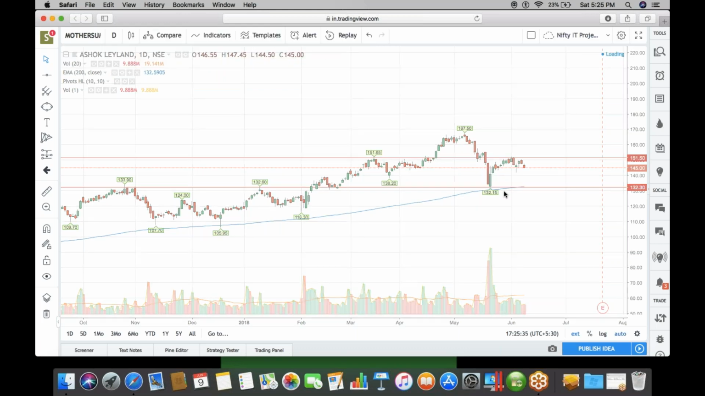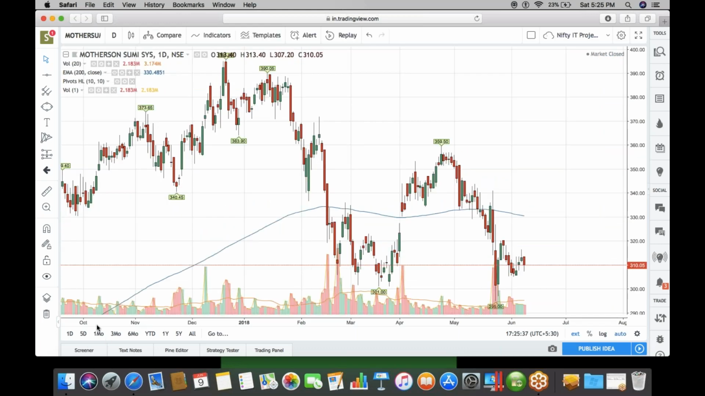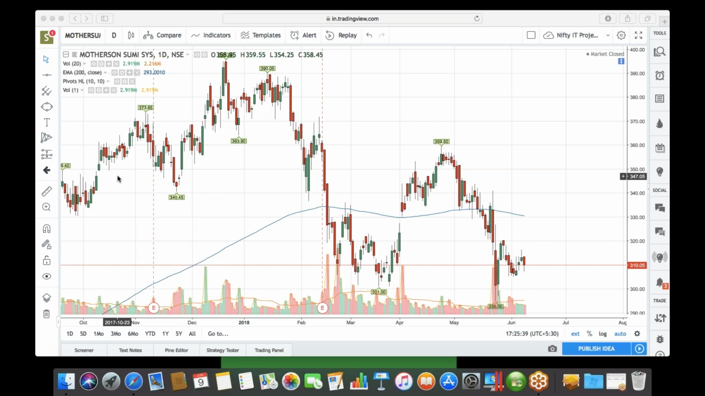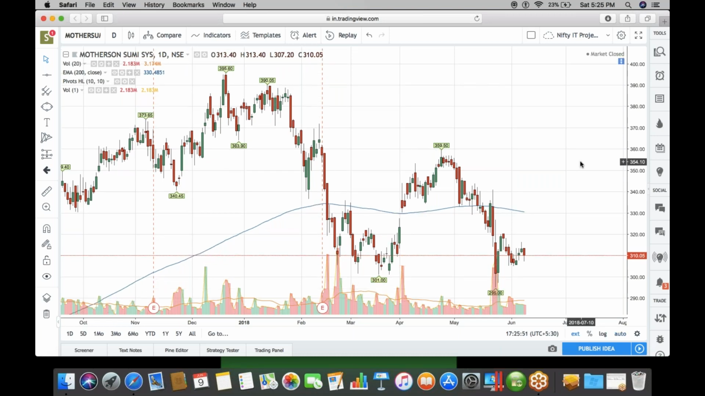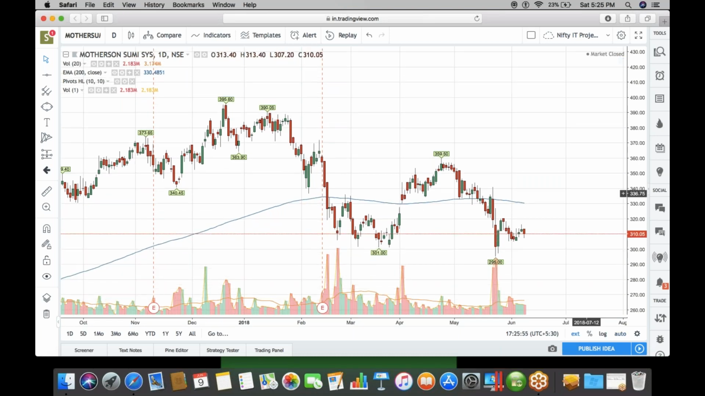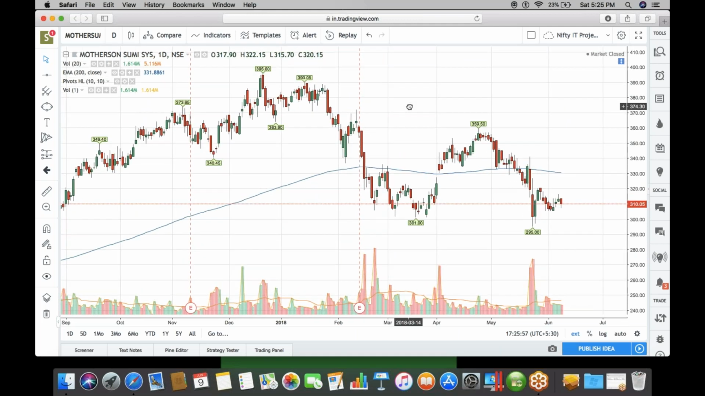Yeah, Motherson Sumi. Let me see if we are recording. Yes, we are recording. Okay, so Motherson Sumi, now analyze this. Guys, tell me where is the support and resistance. Anybody, just fast, just tell me where is the support and resistance just by analyzing the chart. Anybody, please, fast.